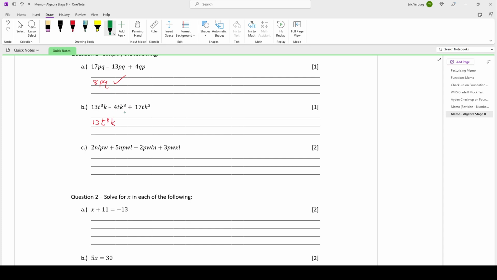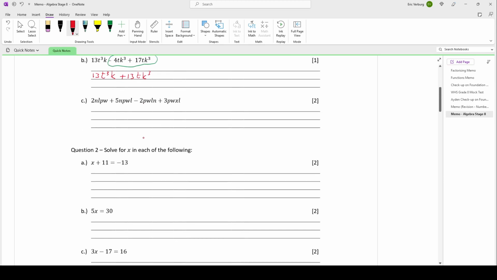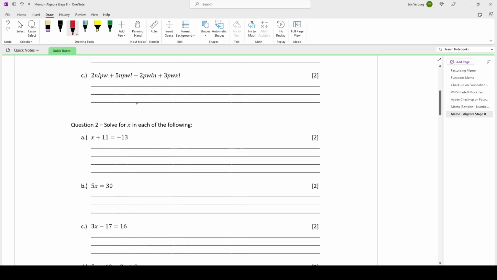Then we have a t and a k to the power 3. We've got another t and a k to the power 3. So these are like terms, so they can be added together. We've got negative 4 of these things plus 17 of these things. Negative 4 plus 17 is 13. So positive 13 of those things, tk to the power 3. All right, good.